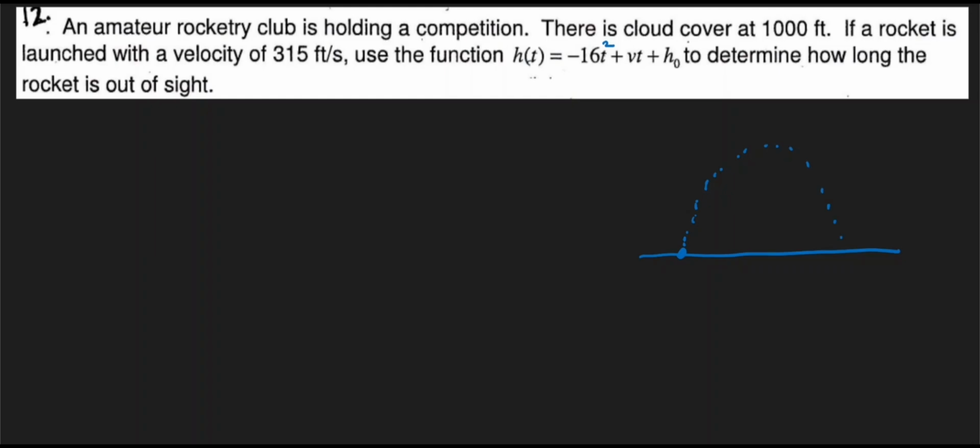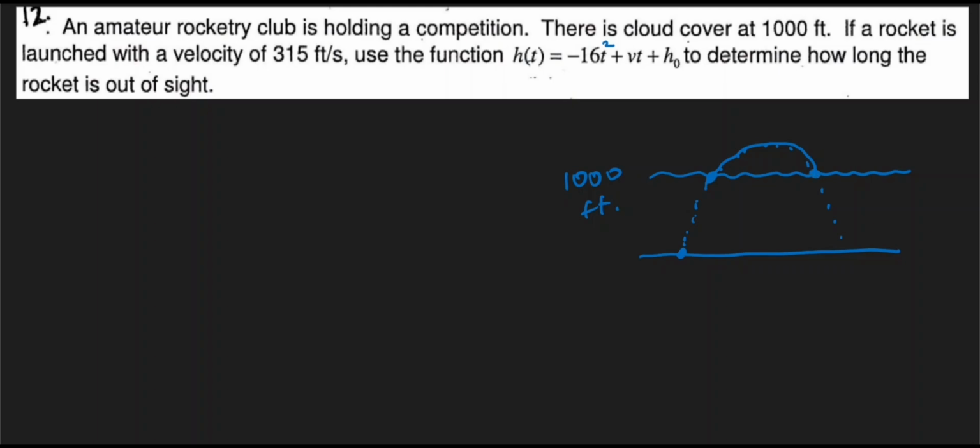All right, and there's cloud cover at the 1,000 feet level. So that's going to be somewhere over here. And there's going to be some interval of time t where the rocket would be out of sight, and that would occur right over here. Once it touches cloud cover at the 1,000 feet mark, at that time value and then up until this time value over here, the rocket's going to be out of sight. It's going to be behind the clouds.